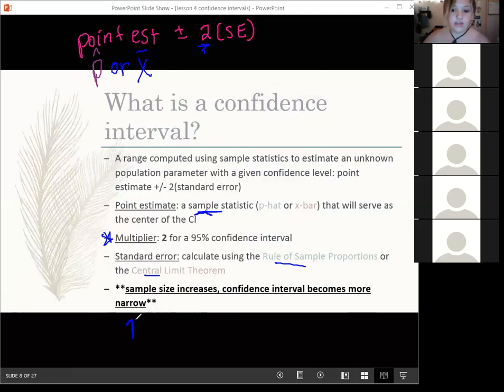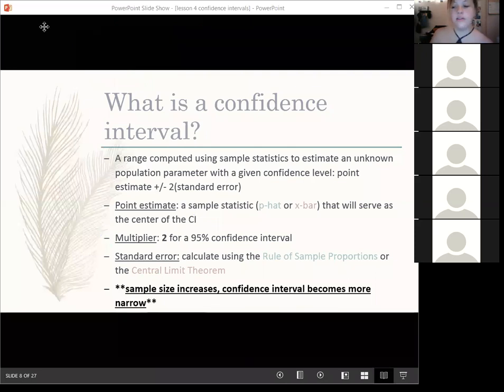So, as our sample size increases, our confidence interval is going to become more narrow. Remember, this makes sense because when we increase our sample size, our standard error became smaller. So once again, our standard error getting smaller is also going to make our confidence interval smaller too. It's the same idea. Once again, always want to have a large sample size, very important. Just leads to better results.